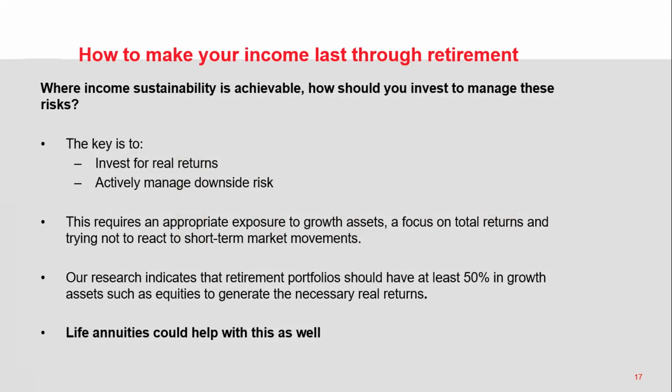We did quite a bit of research and we found that investors should have at least a minimum of 50% in growth assets, for example, equities, in order to generate the return that we need. Another thing that can also be done is you can expose your investment to guaranteed annuities, which Clive is going to touch on, and that's living annuities in summary.